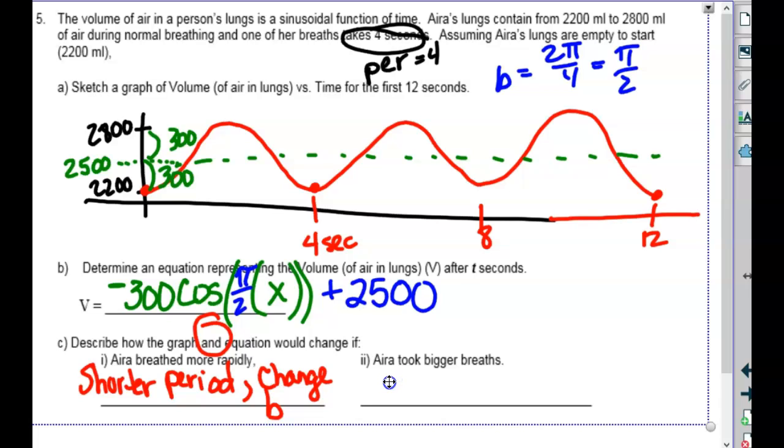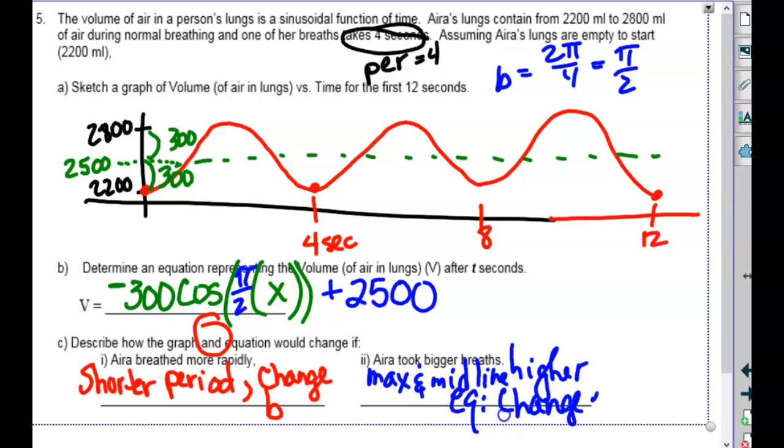Bigger breaths? Okay. Yes. On the graph, the max would be bigger, you think? The max and minimum. Yeah. You can't get negative capacity. And in the equation, that would change then the amplitude, right? And the midline? Assuming still that empty is 2,200 milliliter lung space, if she took a bigger breath, honestly, it might change the amount of time. I don't know, but all right, I'm comfortable.